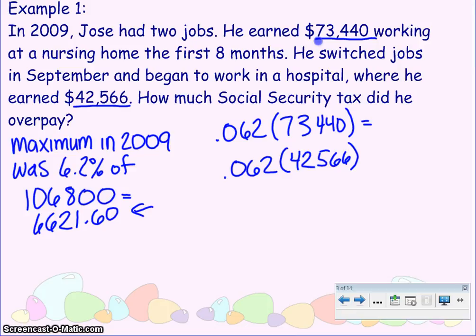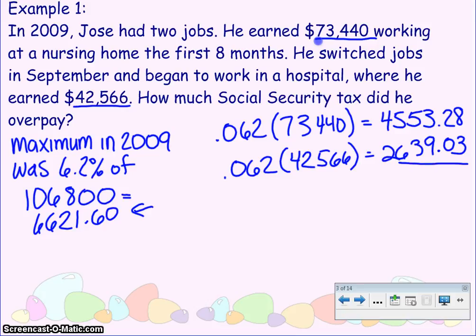Using our calculator, I calculated this already, and we end up with $4,553.28 for job 1 and $2,639.03 for job 2. Now if we add those together, we find that Jose paid a total of $7,192.31. We already know that the maximum here was $6,621.60, so he most definitely paid over.